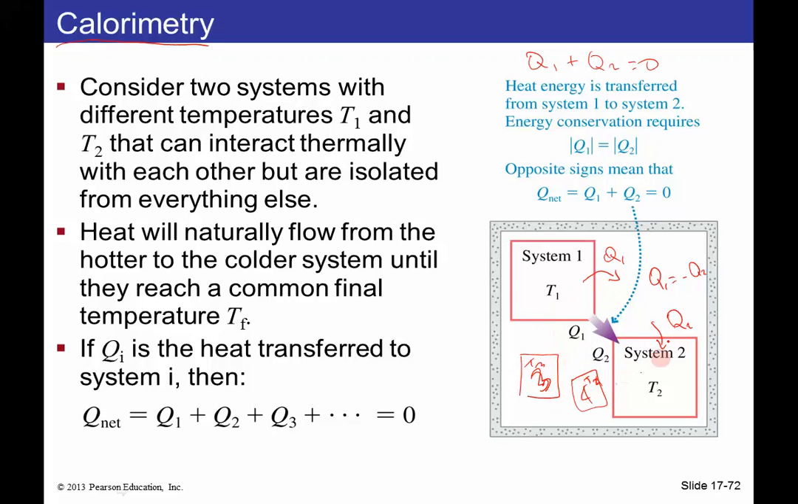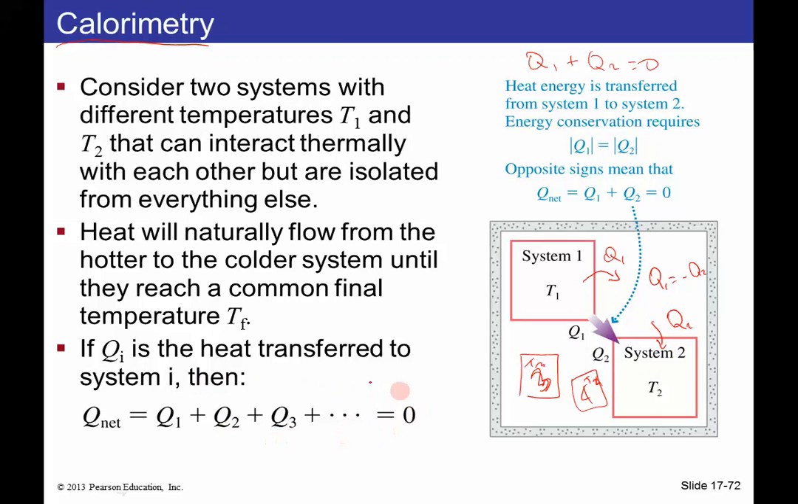So I'm going to have all kinds of heat. So I can write that the heat transfer to system 1, the heat transfer, say, to system 2 would be equal to the heat transfer from 1 to 2, from 3 to 2, from 4 to 2, and so on.